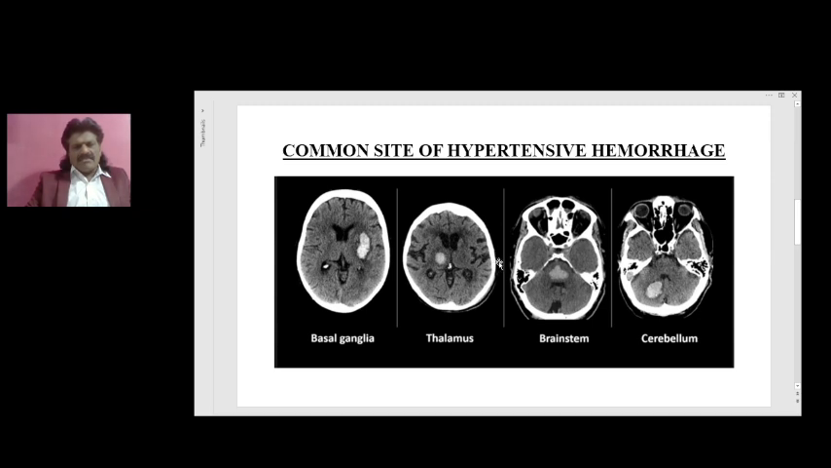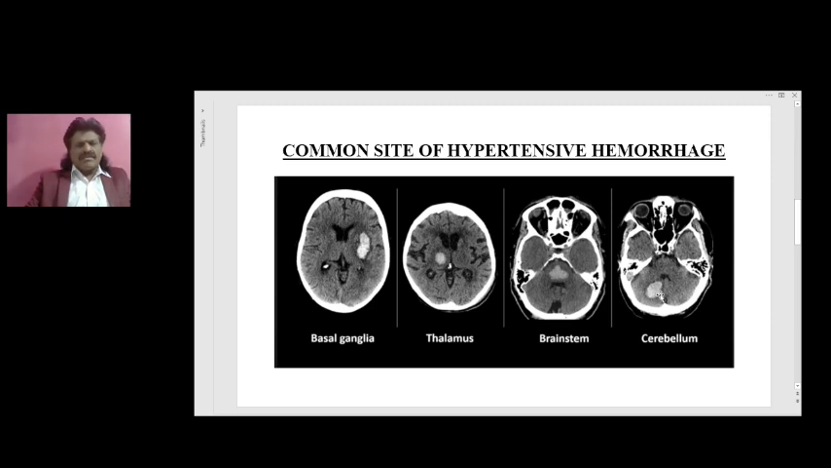And the other common site of hypertensive bleed is the pons. So this is the pons. If you find a bleed in the pons, again it is suggestive of hypertensive bleed. And the other common site is the cerebellum. This is the cerebellum. If you find a bleed in the cerebellum, again it is suggestive of hypertensive hemorrhage.